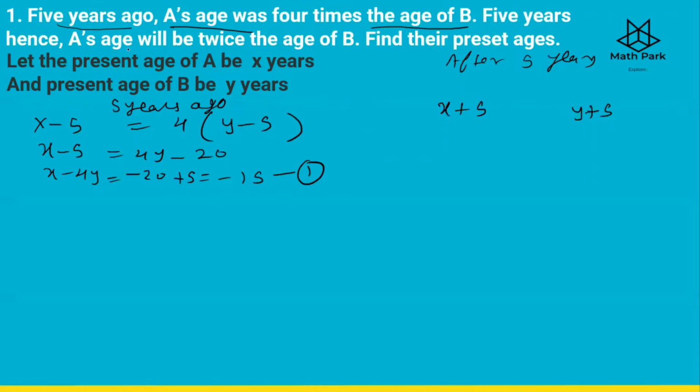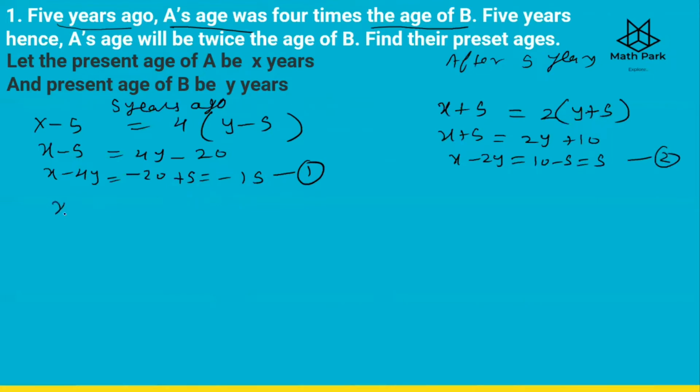The condition is A's age will be twice the age of B. So X plus 5 is equal to twice the age of B, which is Y plus 5. So we get X plus 5 is equal to 2Y plus 10. Bringing 2Y here, we get X minus 2Y is equal to 10 minus 5, which is 5. This is our equation number 2. So let us solve these equations.